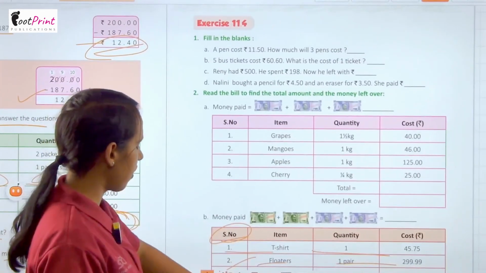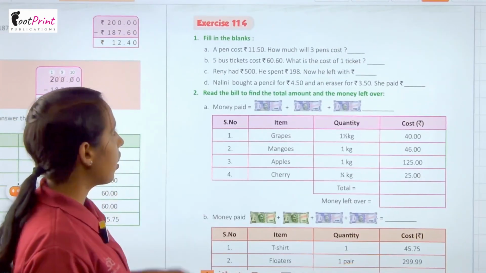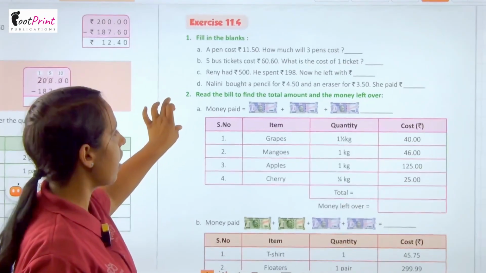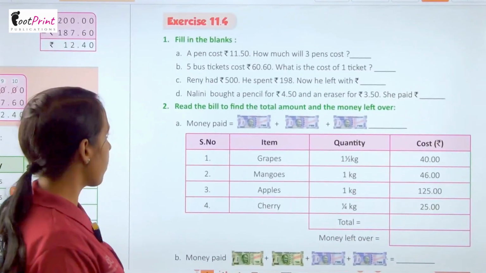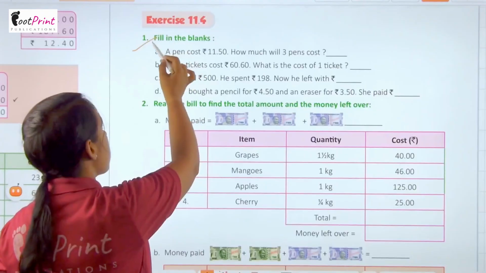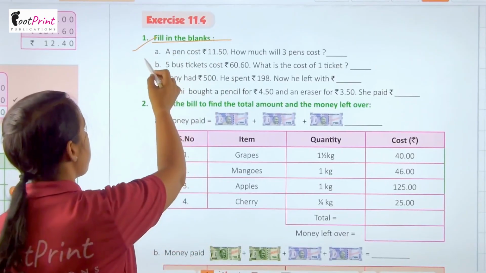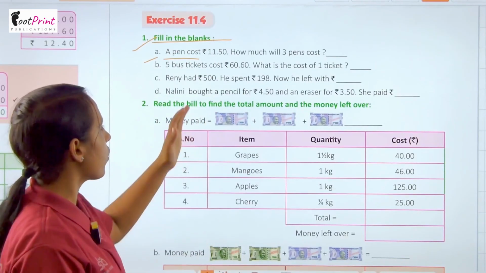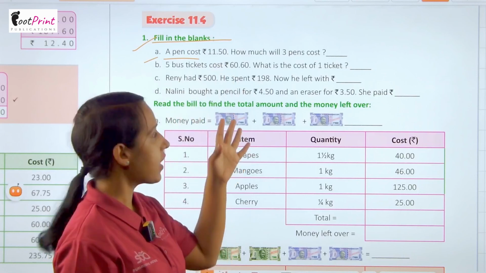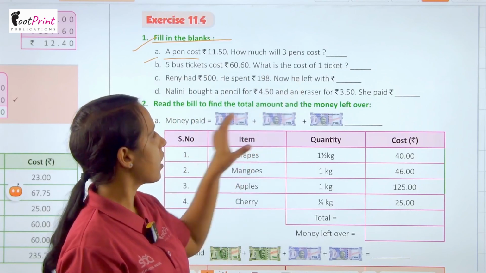Now we have exercise 11.4. So let's do this exercise. First question is fill in the blanks. First question is a pen costs 11.50 rupees. So how much will 3 pens cost?